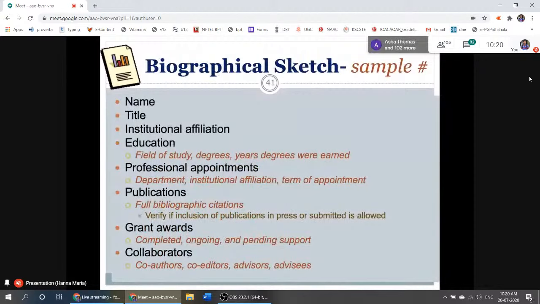Again, biographical sketch of the PI. Every funding agency has their own format: name, title, institutional address, educational background, publications, awards received, collaborators. All these things you can see in many research proposals. Next one, please.